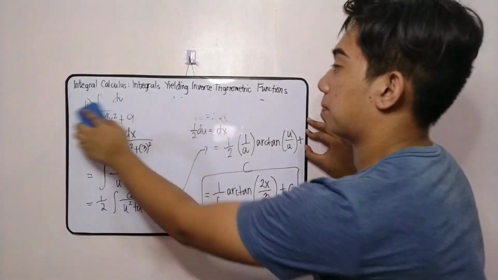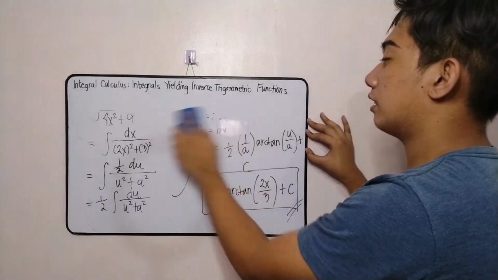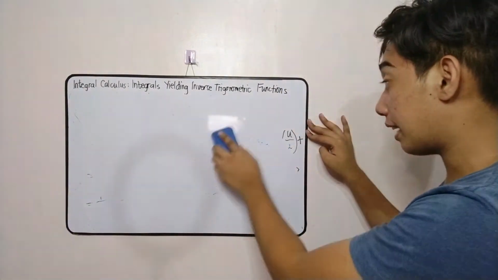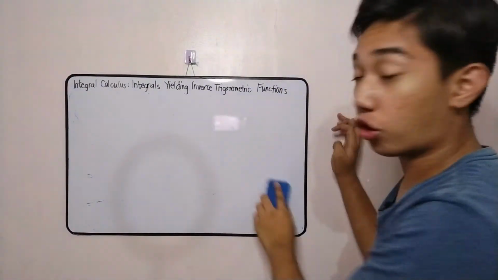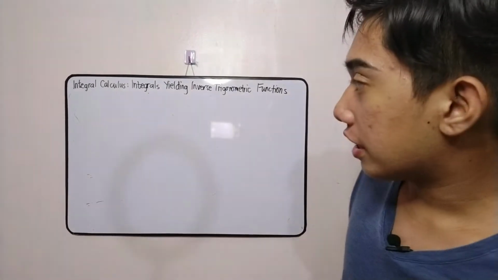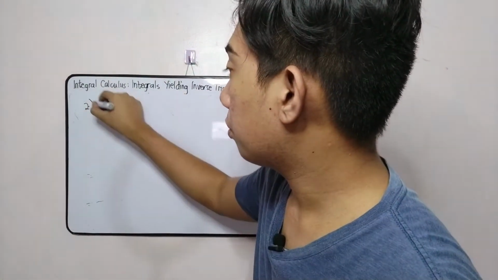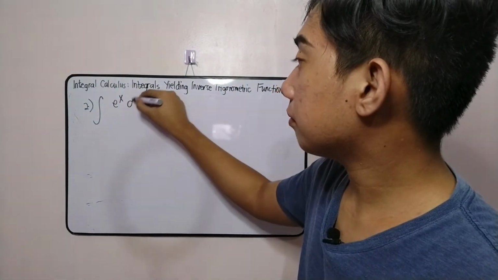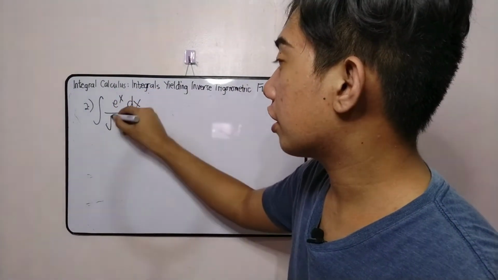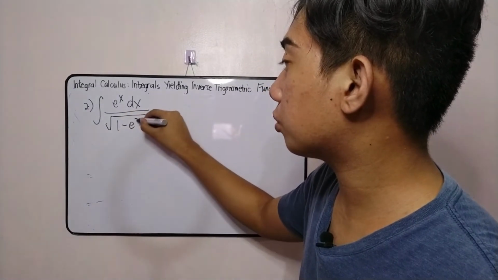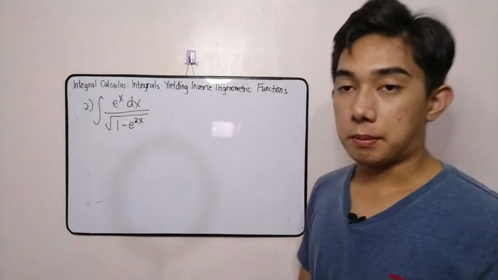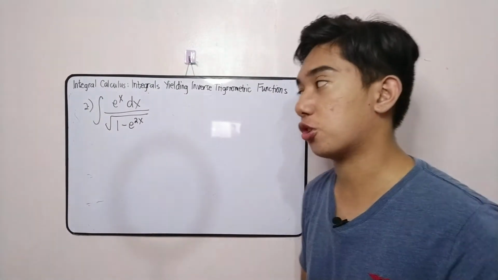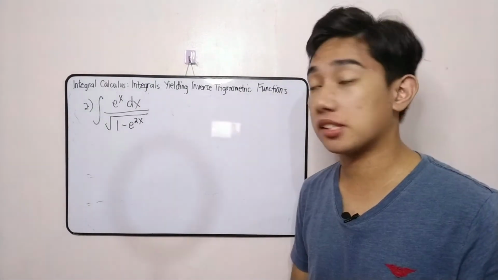So, let's proceed to our second example. Here we are in the transcendental part, so there is a little challenge, okay? For the second example, we have the integration of e raised to x dx all over the square root of 1 minus e raised to 2x. Right? There is a natural exponential function. So, what are we going to do in this case?